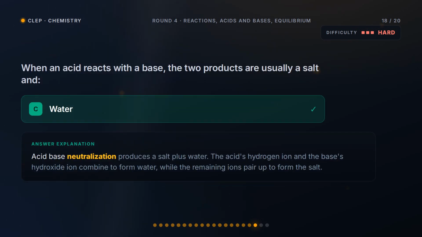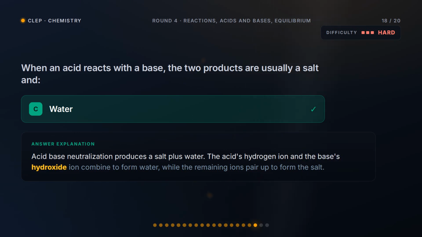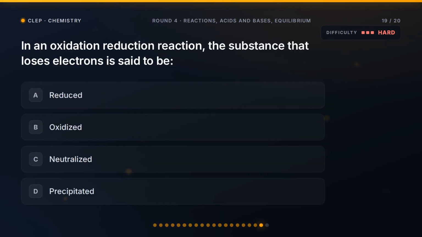Acid-base neutralization produces a salt plus water. The acid's hydrogen ion and the base's hydroxide ion combine to form water, while the remaining ions pair up to form the salt. Question 19.